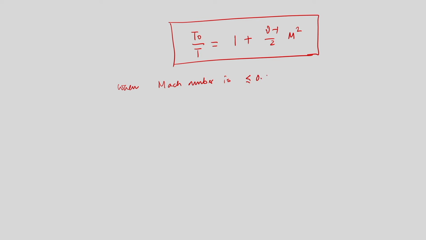Now, when the Mach number is less than or equal to 0.3, which we have studied as low speed flow, then the static and stagnation pressure, and static and stagnation temperature, are equal.